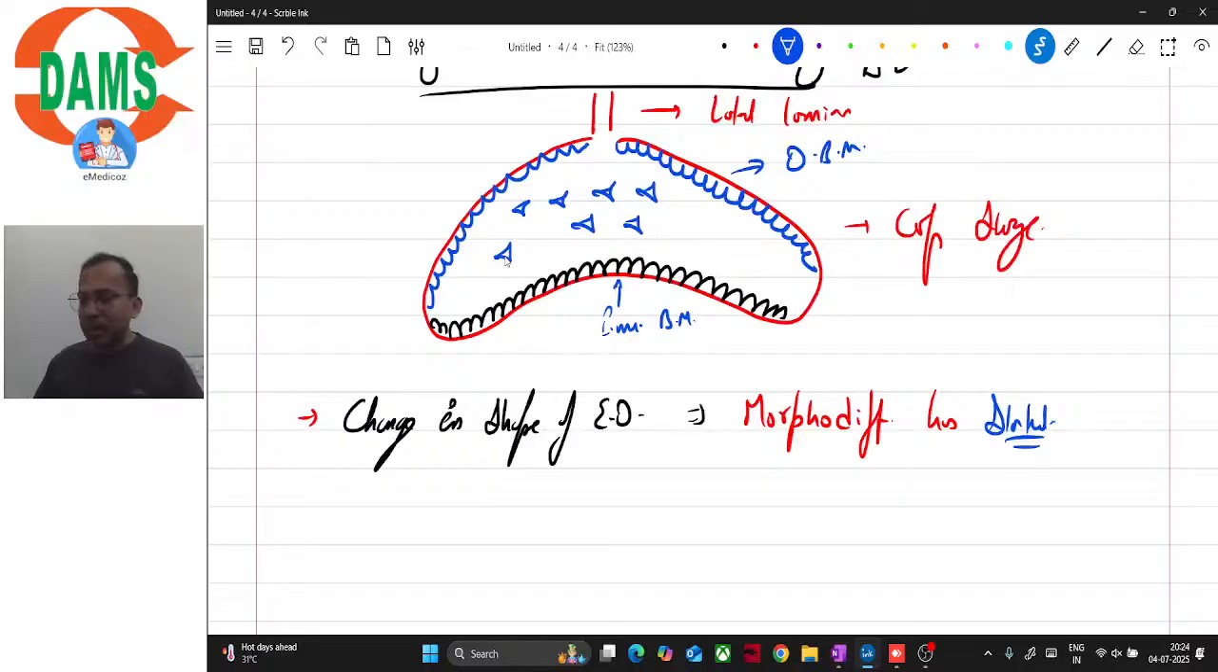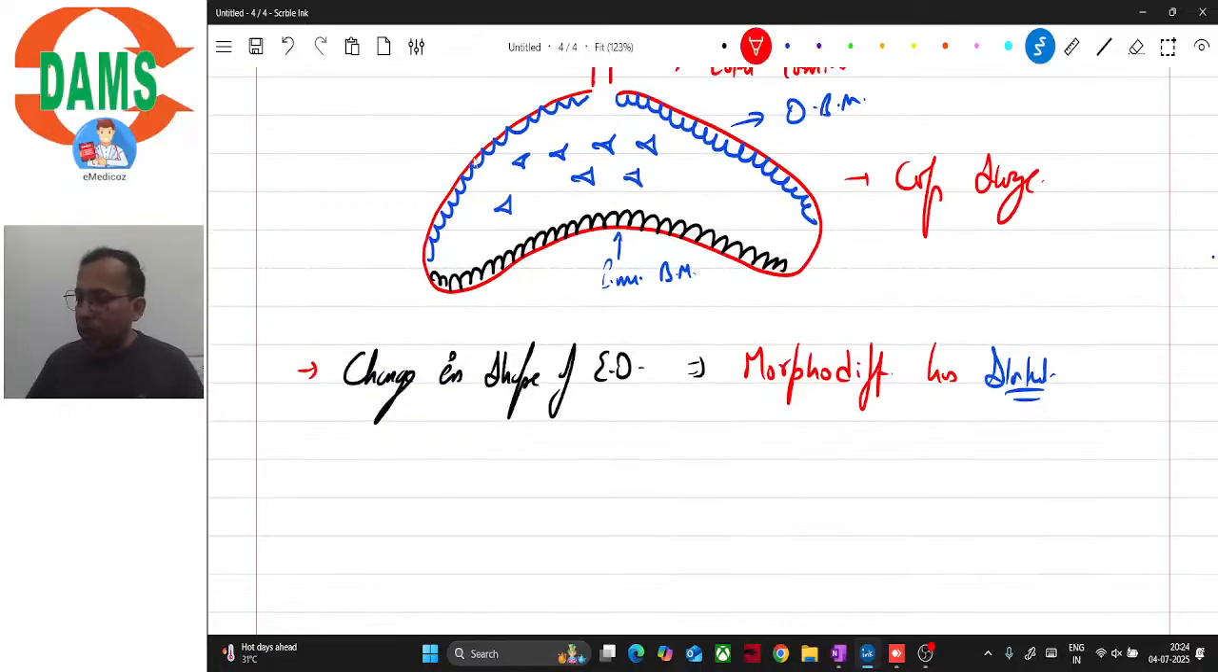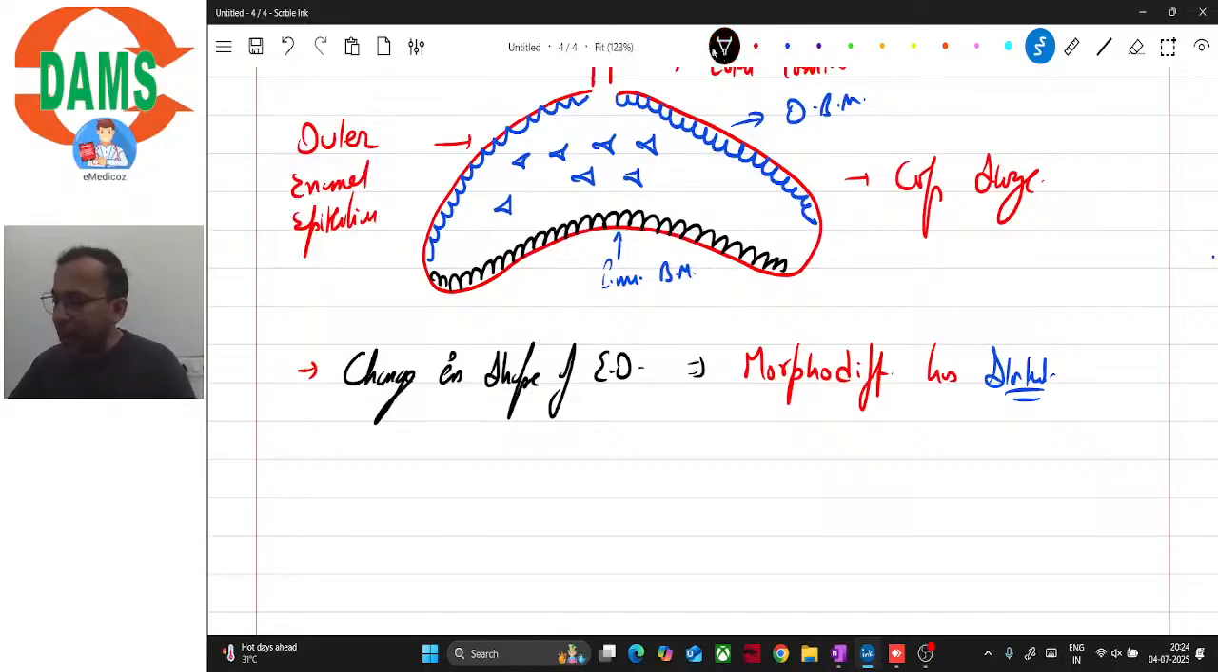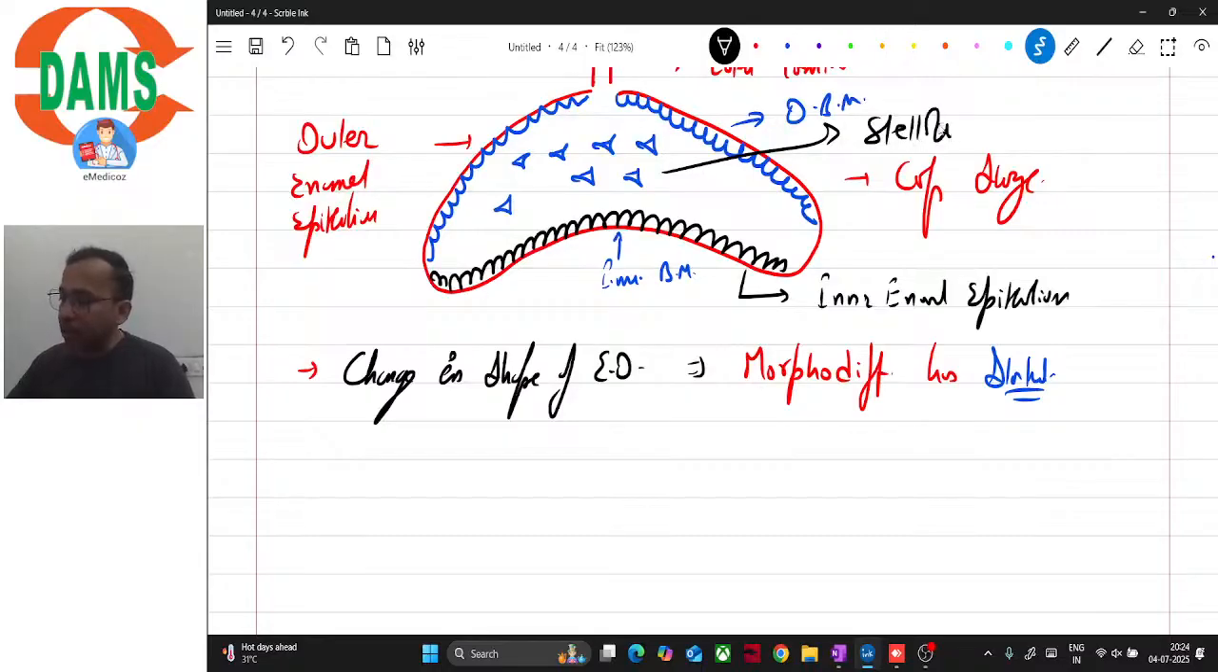So what are these different cells? The one that lines the outer basement membrane is now known as outer enamel epithelium. The ones that line the inner basement membrane are known as the inner enamel epithelium, and these star-shaped cells are known as the stellate reticulum, isn't it?